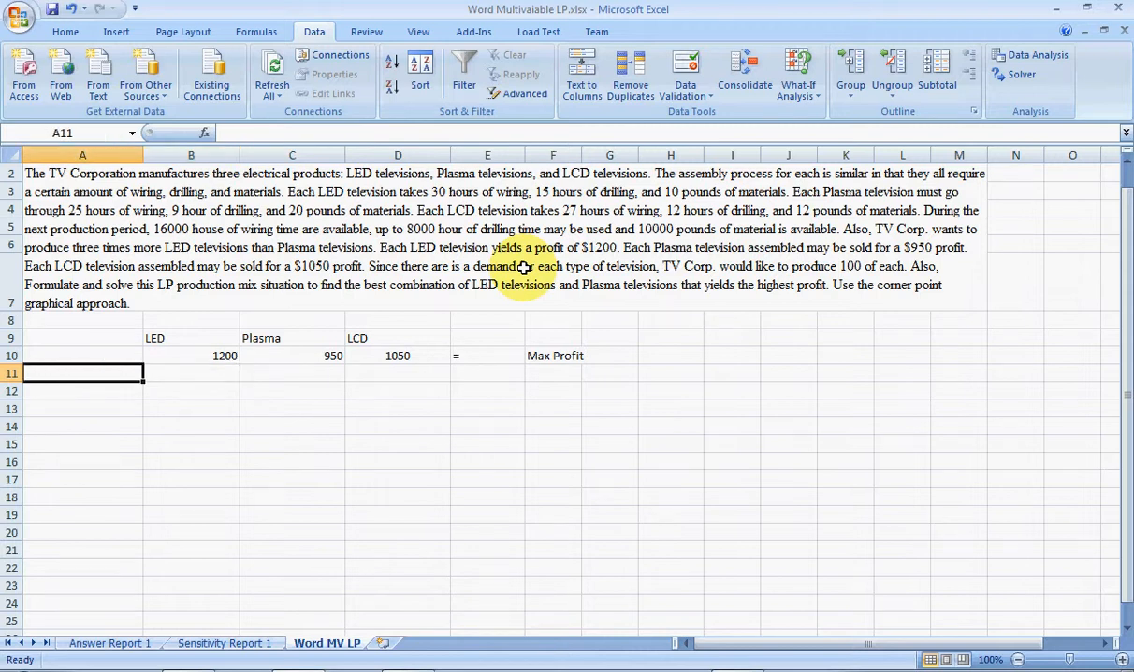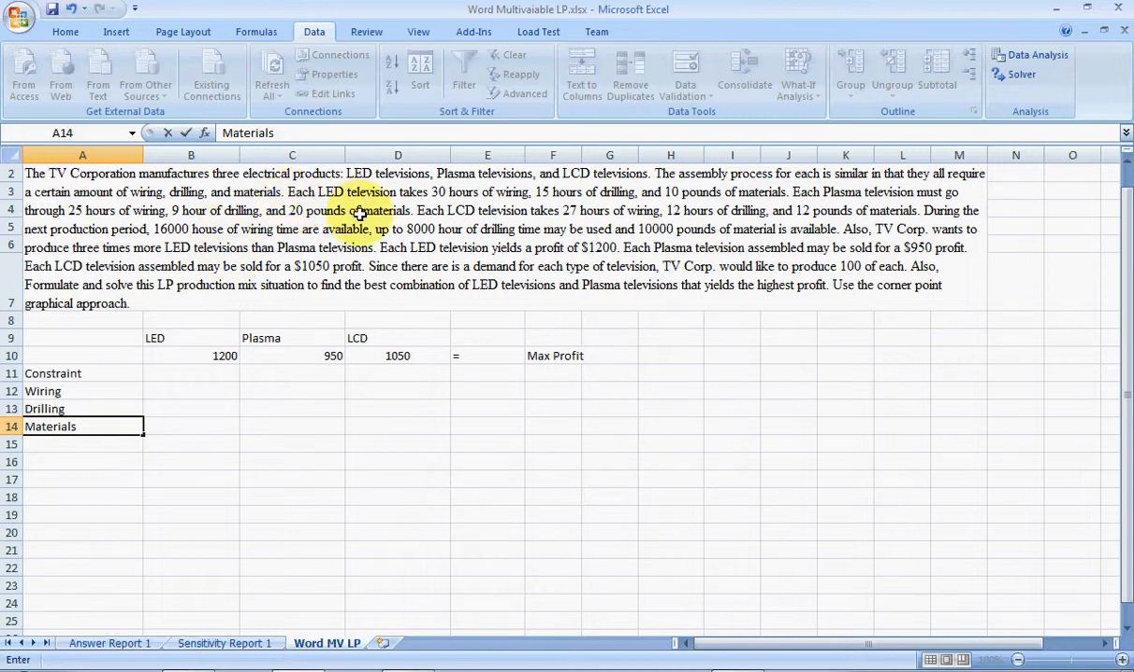So now we're going to go get our constraints. If we keep reading, we see that they all require a certain amount of wiring, drilling, and materials. So those are going to be some of our constraints.